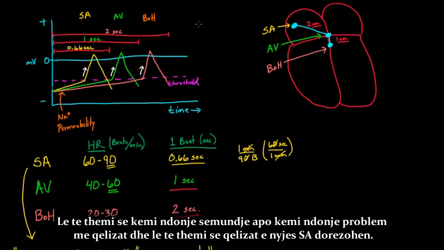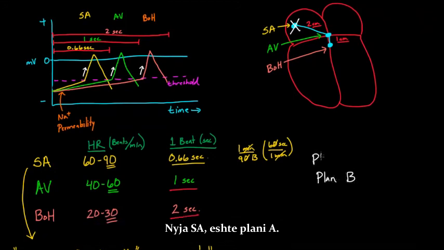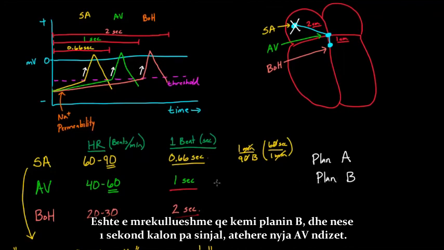Now going back up here, imagine for a second that you actually had a problem. Let's say you actually had some sort of disease or some sort of issue with your cells, and let's say these SA node cells gave up, right? Well, if they gave up, then no signal would be coming into the AV node, and the AV node becomes your plan B. This is your plan B. The SA node, of course, that's your plan A, right? That's what you're usually doing. But it's nice because you have this plan B, and if 1 second goes by without a signal, then the AV node kicks in, and that'll start firing.